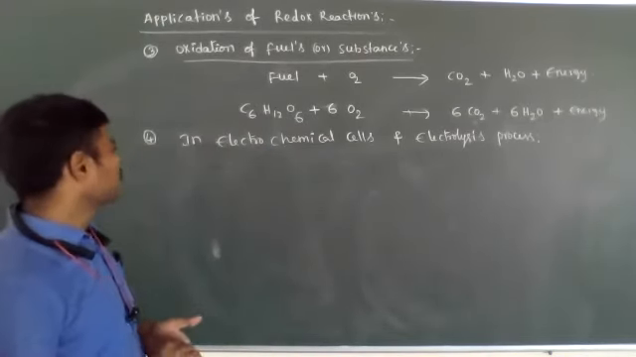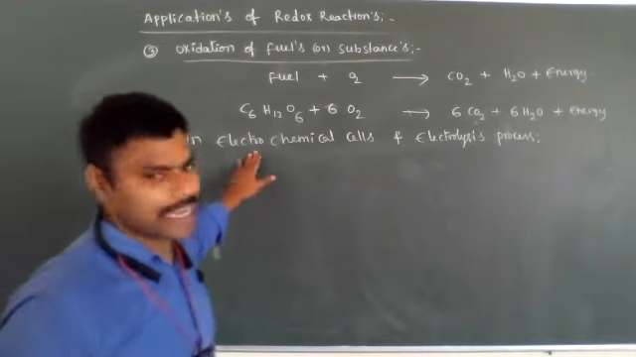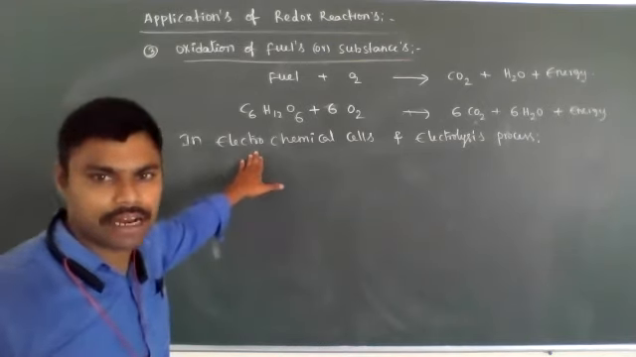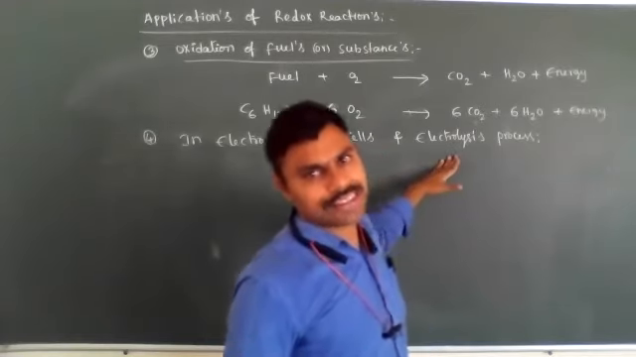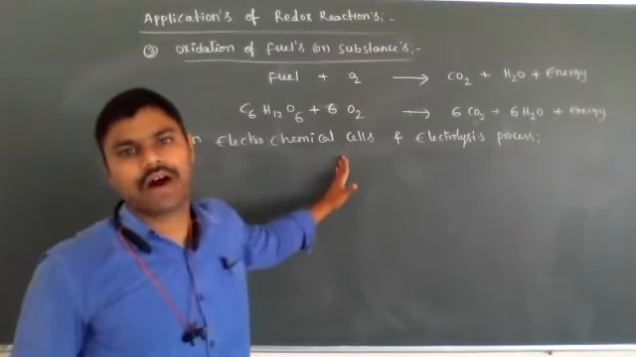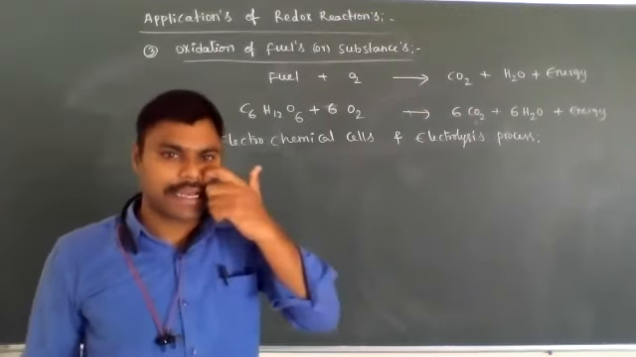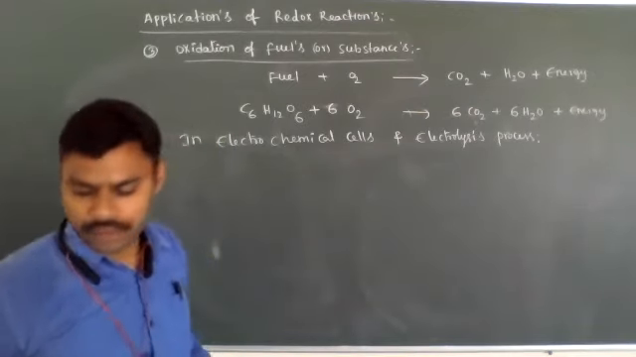Okay, don't waste time. See, electrochemical cells are nothing but batteries, and then there is the electrolysis process. So during the electrolysis process and in electrochemical cells, what type of reaction is taking place? Redox reaction is taking place.